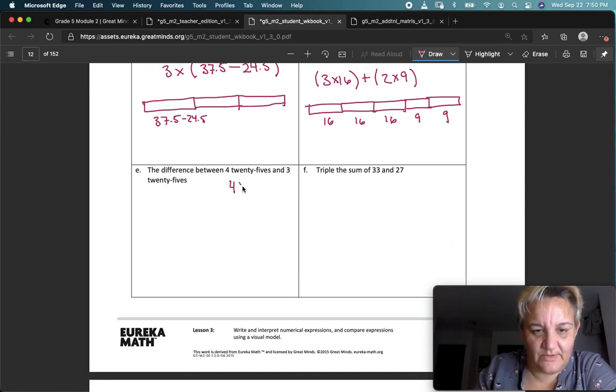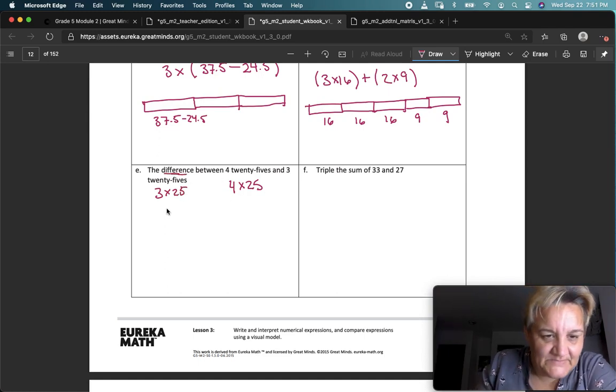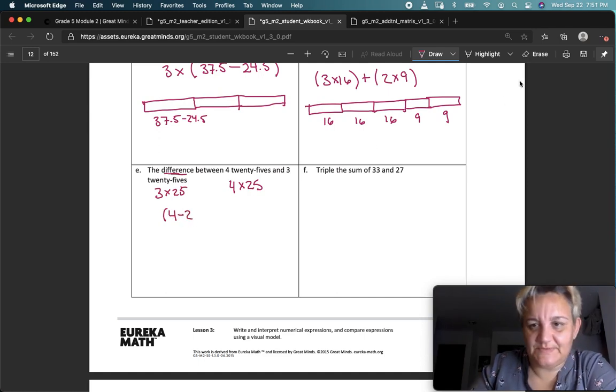The difference between 4 25s, when I see those two numbers right next to each other, that means multiply. 4 25s and 3 25s, so that would be 3 25s. And it's the difference between, so that means subtract. So I've got my 4 25s on this side.